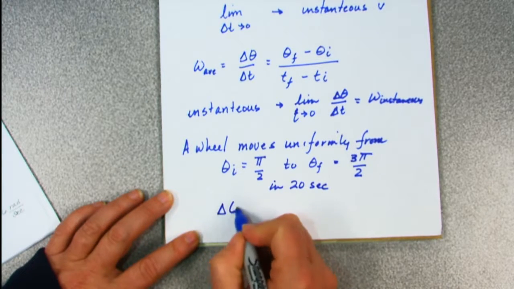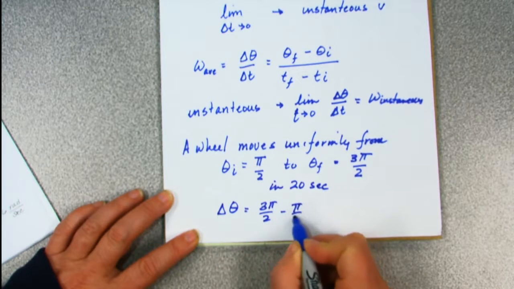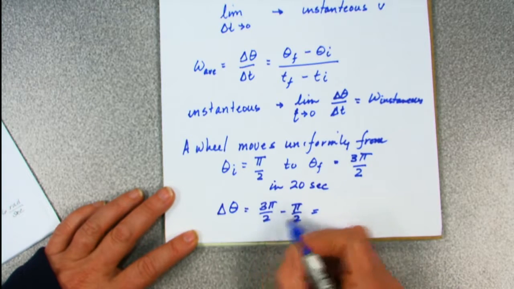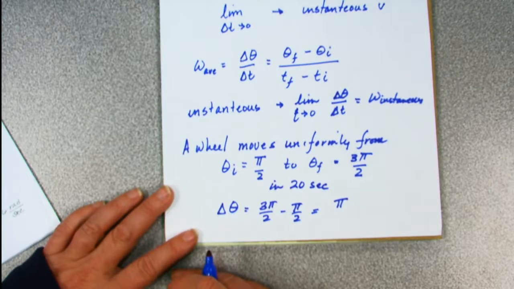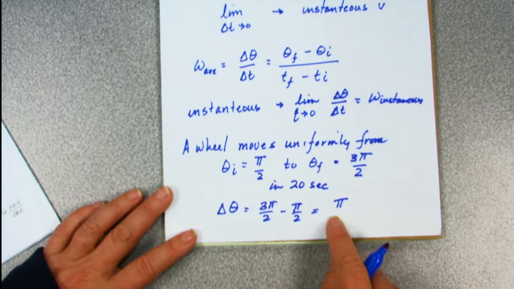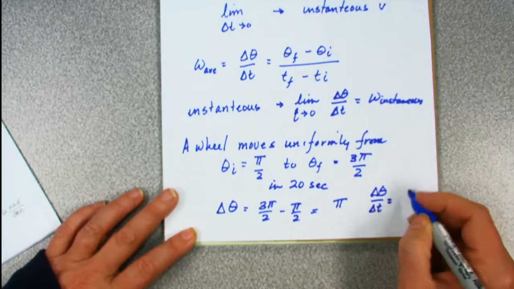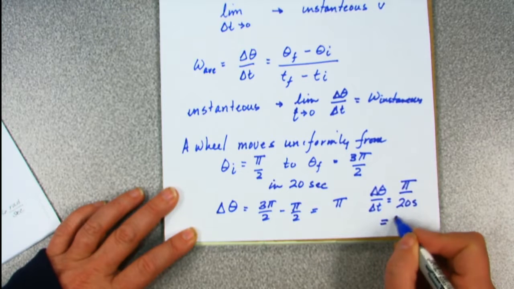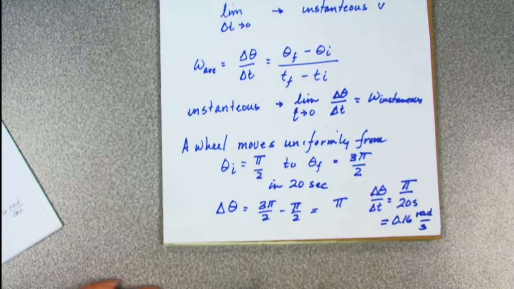So my change in angle is just going to be 3 pi over 2 minus pi over 2. So I've got 3 halves minus a half, I get pi, right? So it moved 180 degrees. But it did it in 20 seconds. I'm going to get my change in angle over my change in time, which is pi divided by 20 seconds. This is going to give me 0.16 radians per second, or just 1 over seconds.